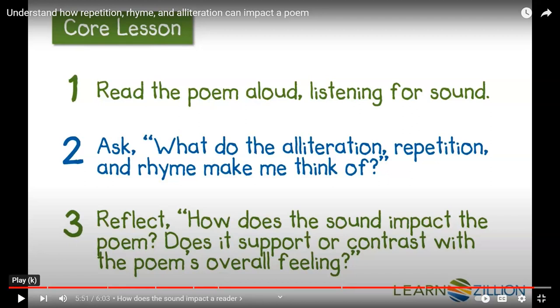So okay. Number one, you will be reading the poem aloud, and you're going to tell me where the sounds are in the poem. Number two, you are going to tell me the alliteration and the repetition and the rhyme that is found in the poem. How does it make you feel? What does it make you think about? And of course, the sound impact on the poem. Does it support the meaning, the idea? Did you like it? Did you not like it? How did you feel? And so on.